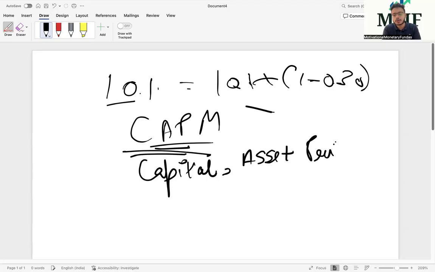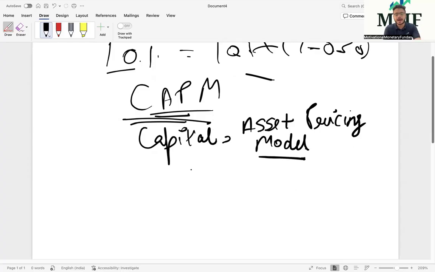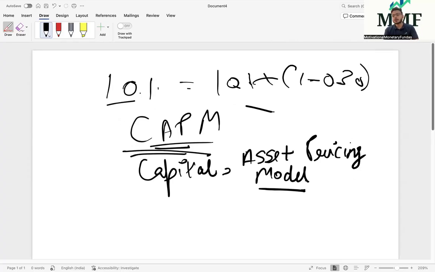P stands for pricing and M stands for model, right? Capital Asset Pricing Model. Now this asset pricing model helps us calculate the cost of equity. As I told you previously, we also calculate the cost of debt, right?